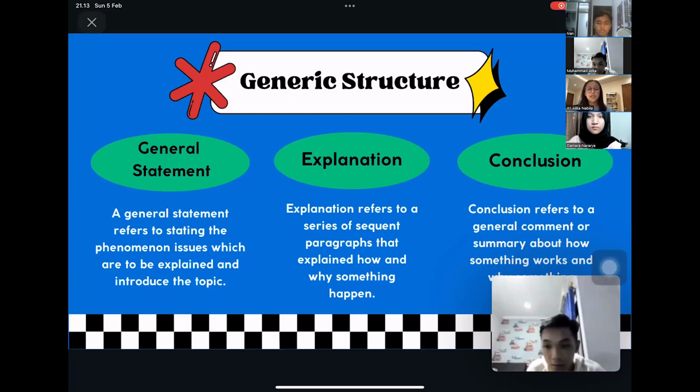And the last one is conclusion. Conclusion refers to a general comment or summary about how something works and why something happens. An optional concluding statement can tie up the explanation text.